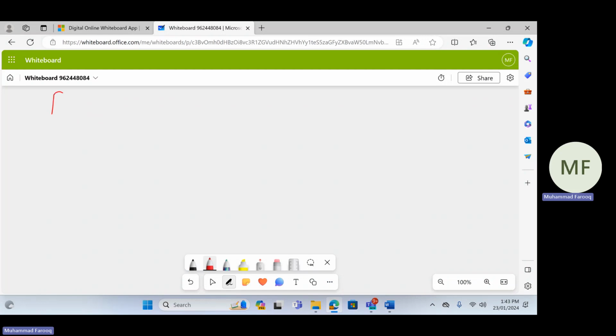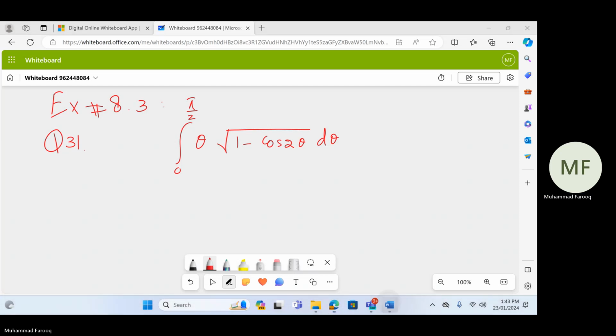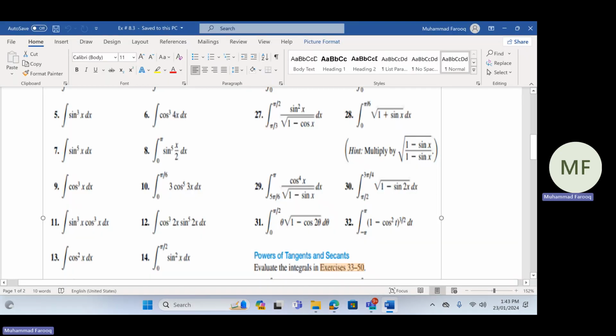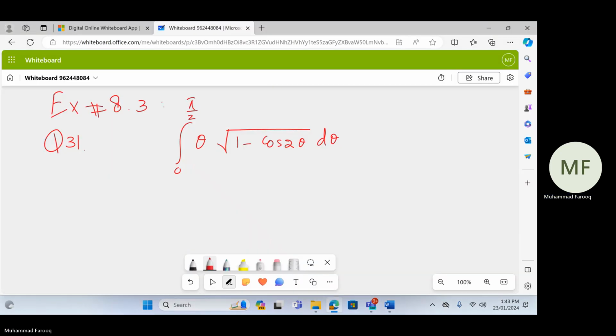It's exercise number 8.3, question 31. We gave the limits 0 to pi by 2, and it is theta times the square root of 1 minus cosine 2 theta, d theta. Right? Yes. So please start this question.